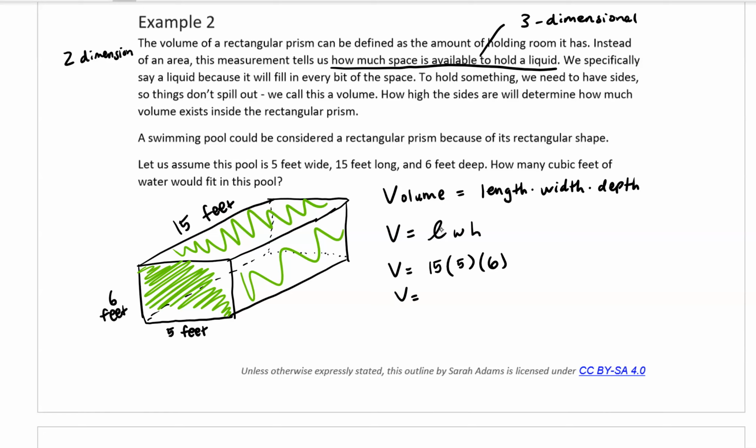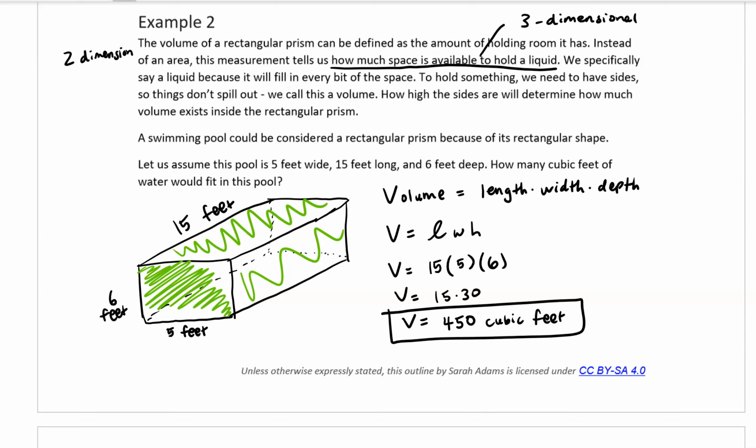So I said earlier that we have 5 times 6, so I can multiply that first since multiplication is commutative. Basically, that means that because we have multiplication as our only option, I can do it in any order. So 5 times 6 is 30, so 15 times 30. And then if we multiply that, we get that the volume is 450 cubic feet. What that tells us is that we would be able to put 450 cubic feet of water into this specific swimming pool.